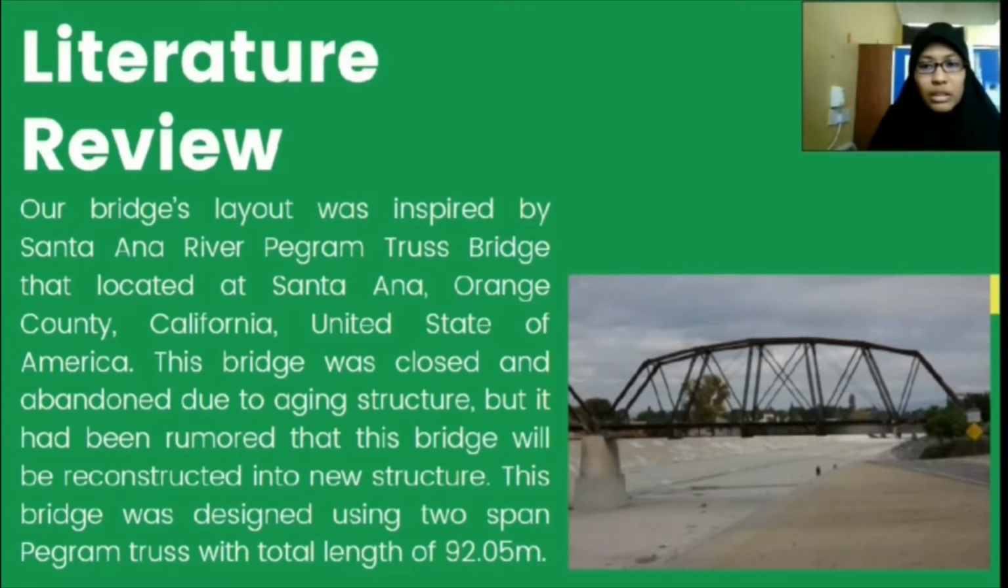For the literature review, our bridge layout was inspired by the Santa Ana River Background truss bridge located at Santa Ana, Orange County, California, United States of America. This bridge was closed because of its aged structure, but there is a rumor that it will be reconstructed with a new structure to be stronger and more stable. This bridge was designed using a two-span truss with a total length of 82.05 meters.